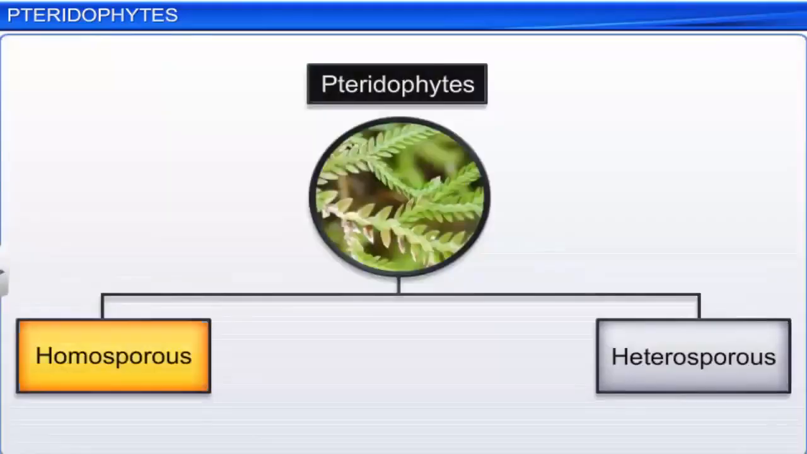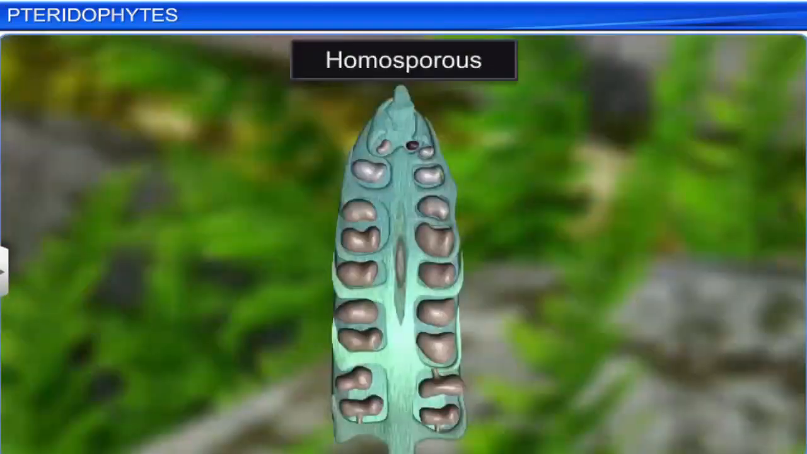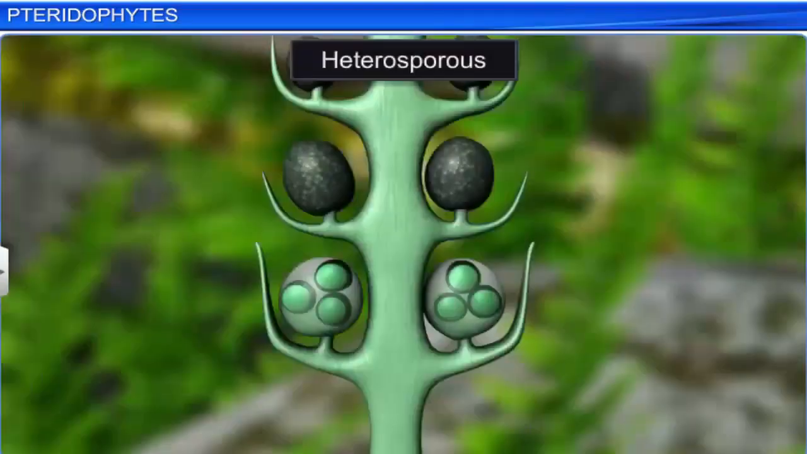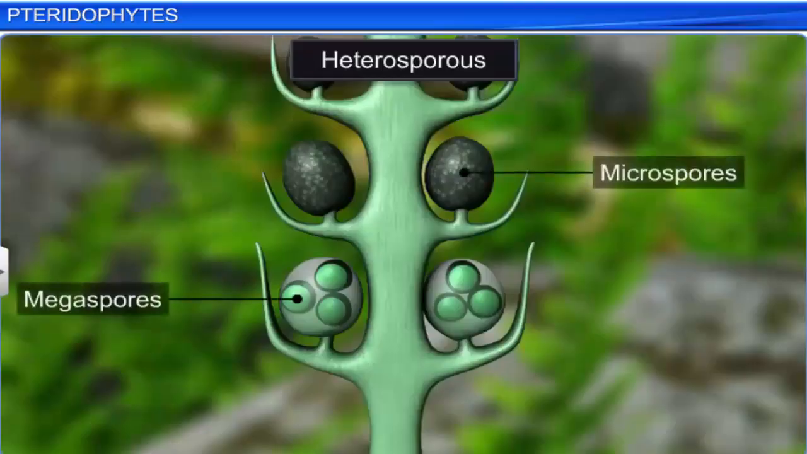Pteridophytes can be homosporous or heterosporous. Homosporous pteridophytes produce spores of similar kind, while heterosporous pteridophytes produce two different types of spores, large or megaspores and small or microspores.